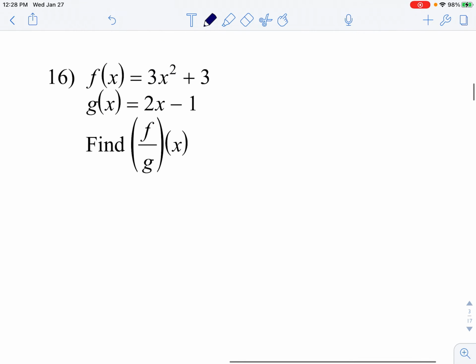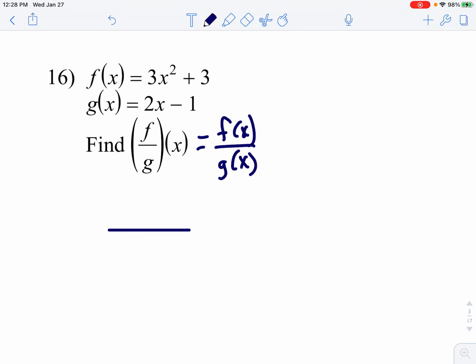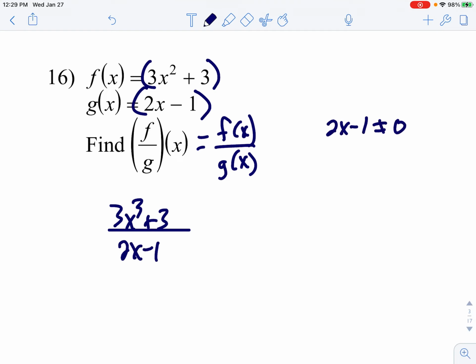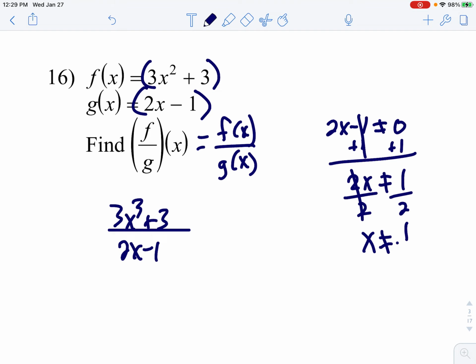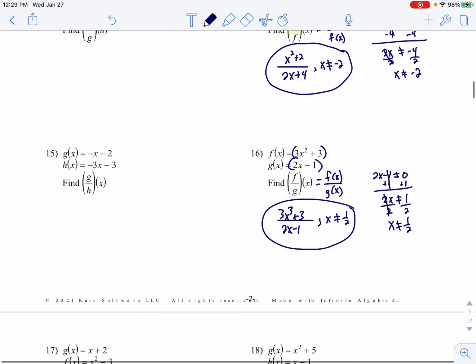All right, let me do number 16. It'll be kind of repetitive. So this is f of x over g of x. So draw a fraction bar. Put the first function on top, the second function on bottom, and then set the bottom function not equal to 0. It seems weird, but it's how you do it. Add 1 to both sides. 2x does not equal 1. Divide by 2. X does not equal a half. So you put comma, x does not equal a half. That should be the full answer to number 16.